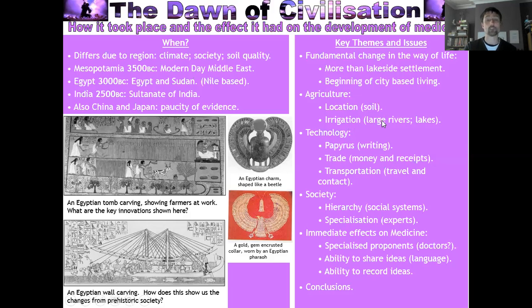So irrigation, large rivers, large lakes allow this to take place. Technology also plays a huge role here. In the Egyptian case, and we'll talk mainly about the Egyptians to begin with, they developed papyrus, the earliest form of paper. This is a form of reed that they flatten, they wet, they dry out, and it allows them to write very, very carefully. And the thing about papyrus is, in this dry climate, it tends to last for a very long time.